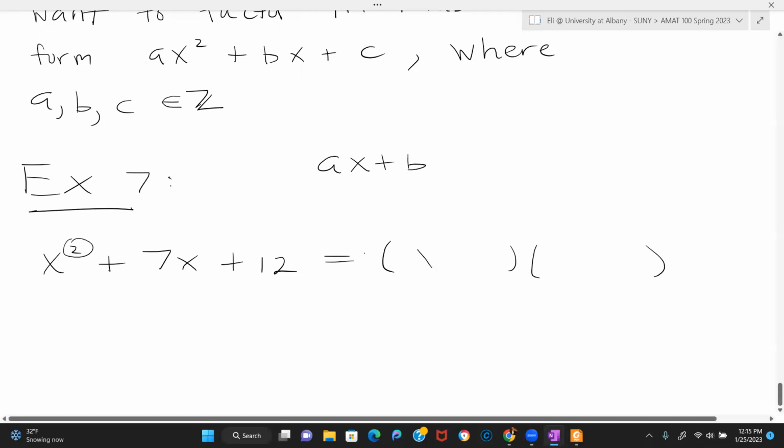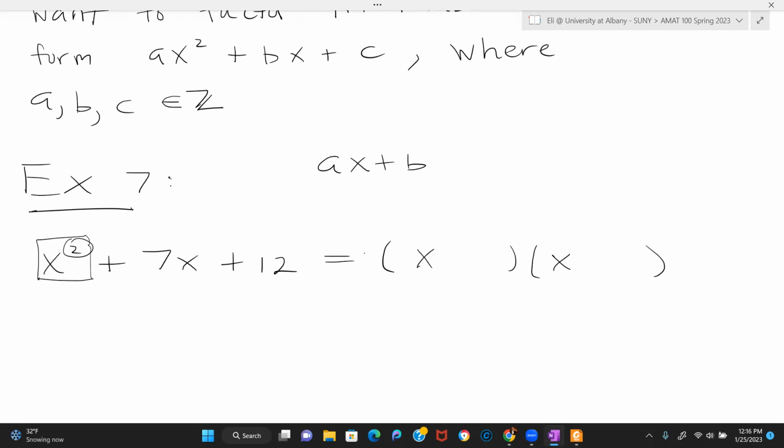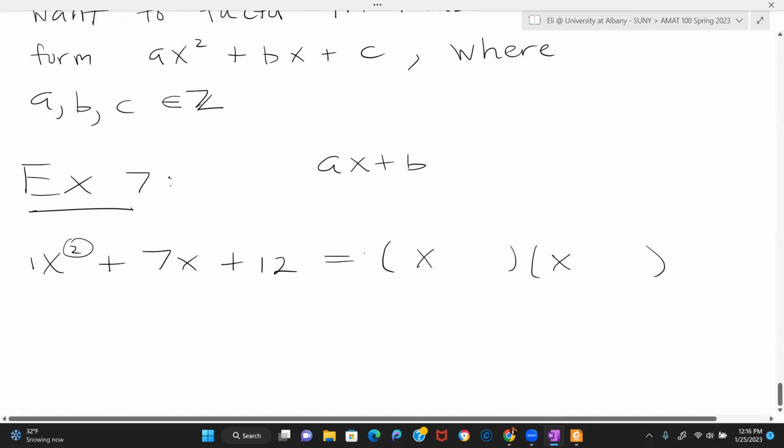So we can throw an x here, and then there has to be an x over here, because when we FOIL, we need to make sure that when we multiply the x's through, we get this x squared right here. So you can immediately just put those there. And in this case, because the leading coefficient is 1, we don't want any coefficients here. Then the next thing is we have to fill in our constant terms.